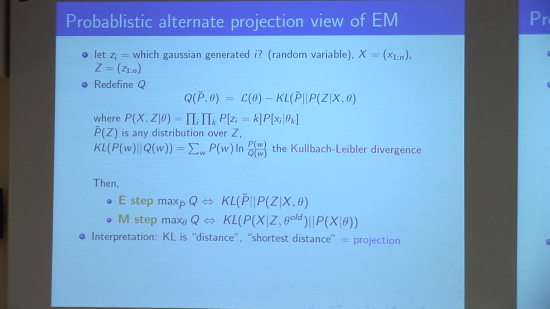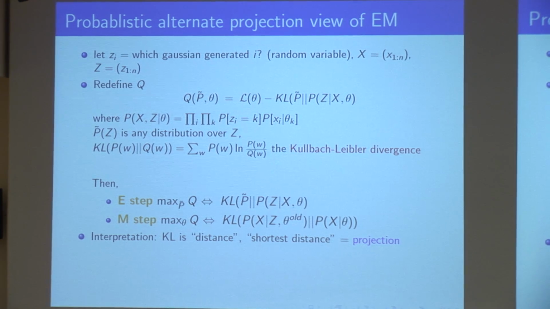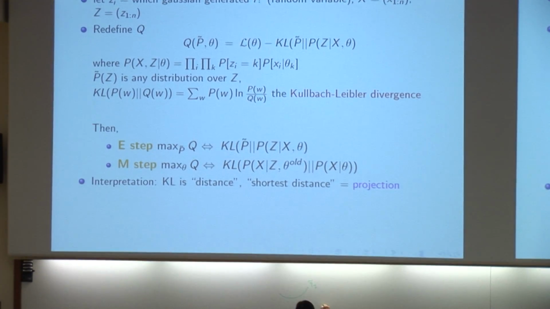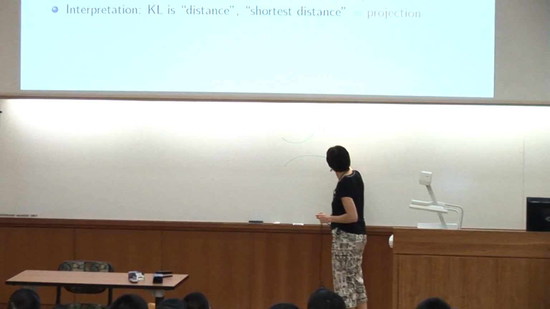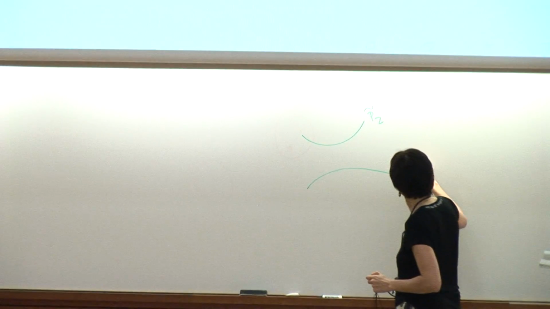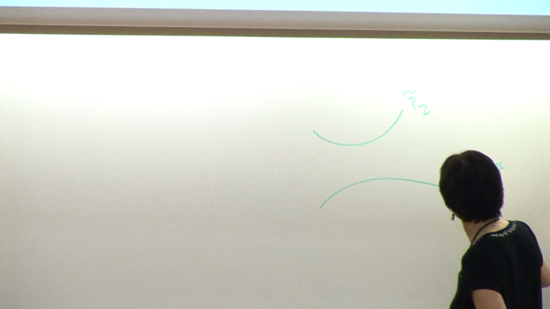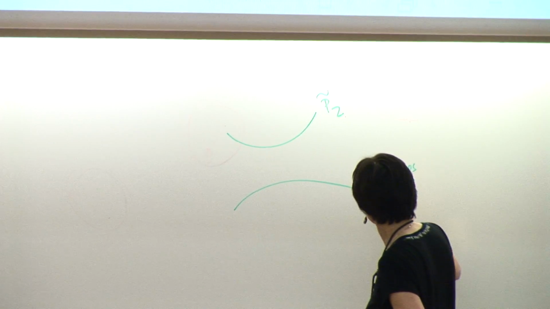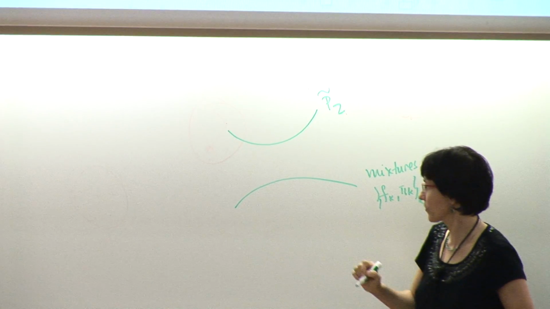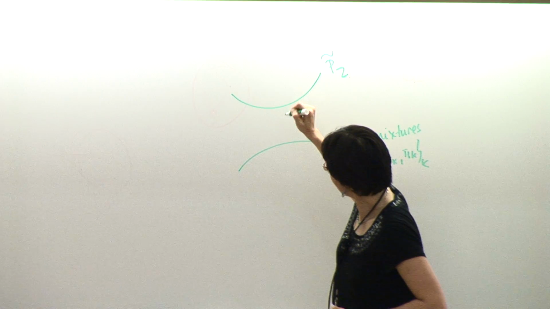So basically, we can think of EM as projecting between two spaces. And I will make a little picture, which is the following. Somewhere here are distributions of Z. And somewhere here are distributions. These are the mixture distributions here. So for all k.